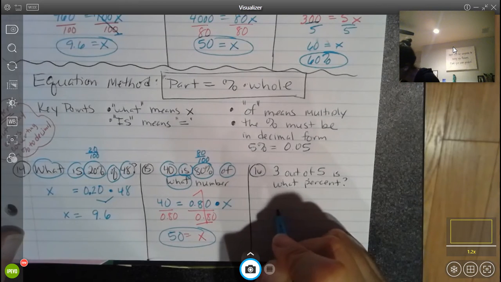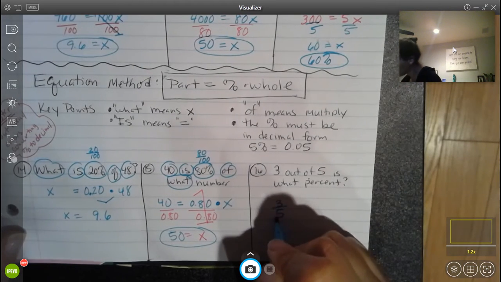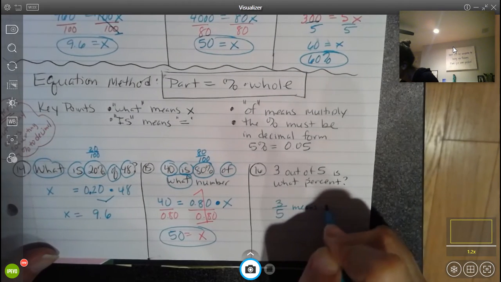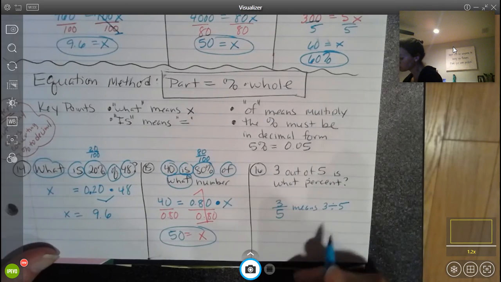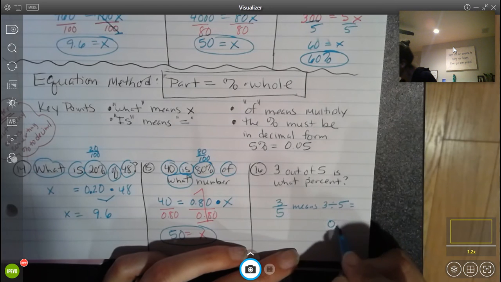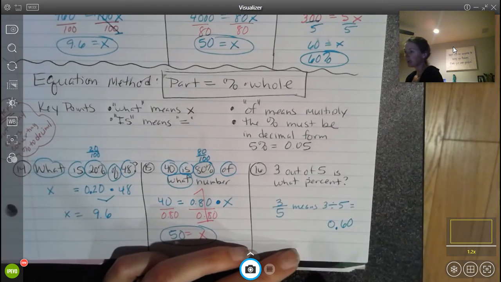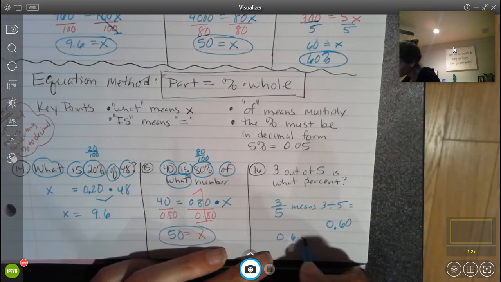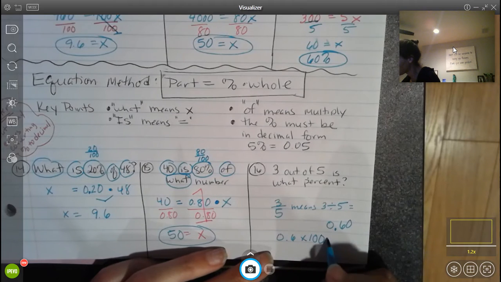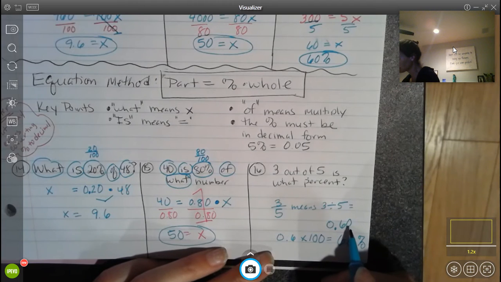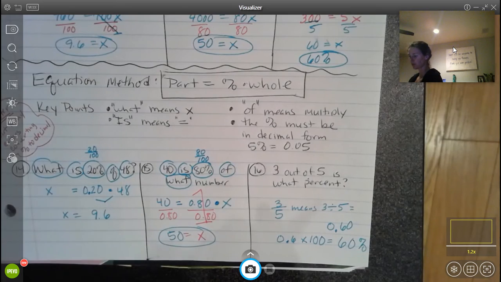Okay, 3 out of 5 is what percent? I just do this one as how it would be written on a test. 3 out of 5 is what percent? Which means 3 divided by 5. And when I do 3 divided by 5 on a calculator, the calculator will tell me that it's 0.6. And to change that to a percent, I would multiply it by 100. So it's 60%. Notice I wrote it here with a 0 at the end, and here I didn't. It doesn't matter. 60 hundredths is the same thing as 6 tenths. They're the same, just different ways.